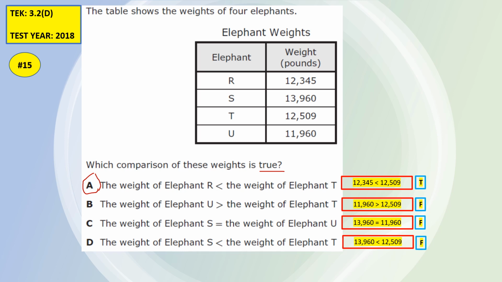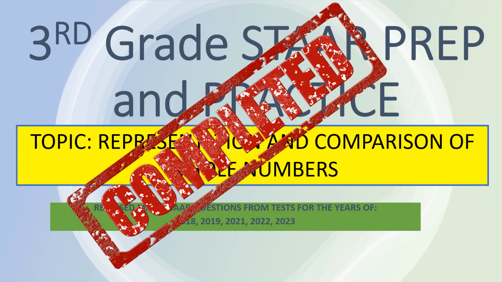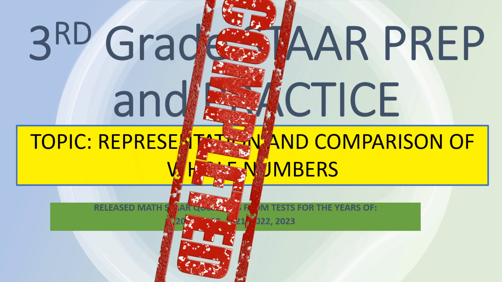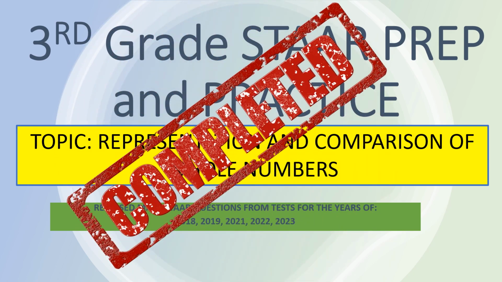Now, there were only 15 questions in this review, and we've come to the end. You have actually completed the topic of representation and comparison of whole numbers for your third grade STAR preparation and practice. Congratulations! I hope this video has helped you to work through the problems and practice for your STAR test.